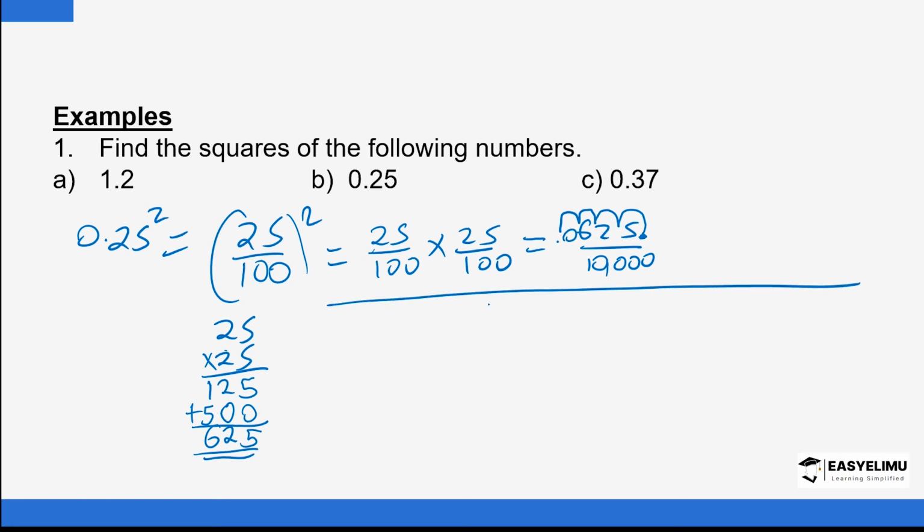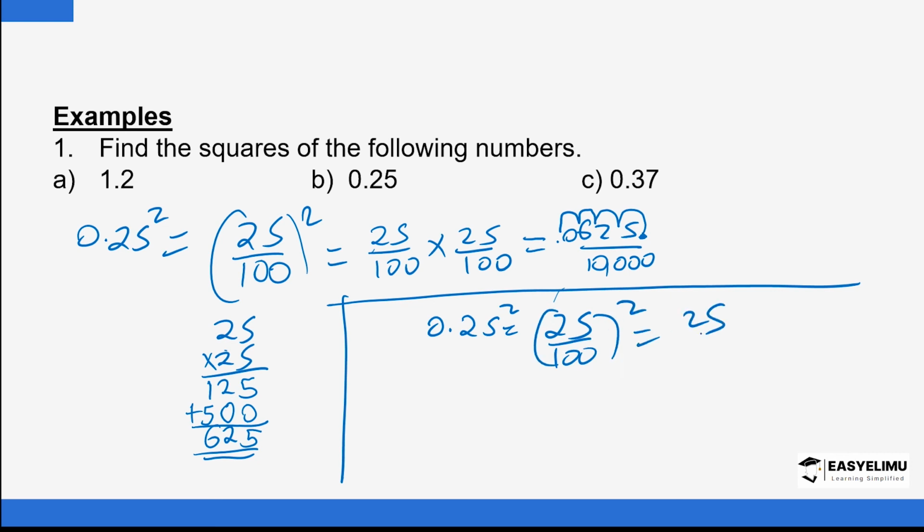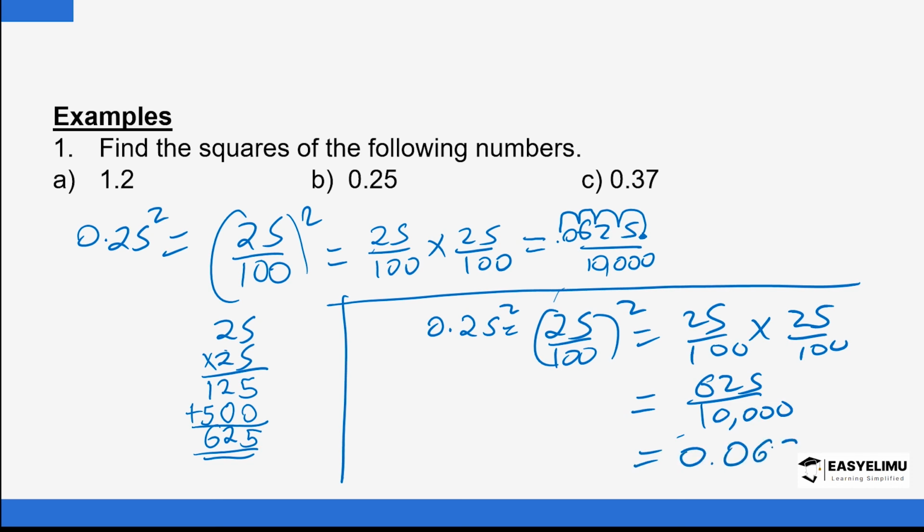What that means is that 0.25 squared, which is 25 over 100 squared, which is 25 over 100 times 25 over 100, is equal to 625 over 10,000, which is equal to 0.0625.